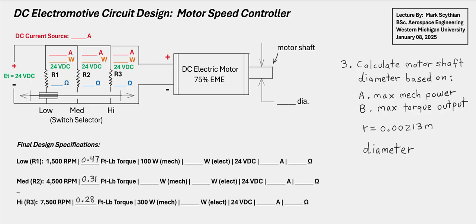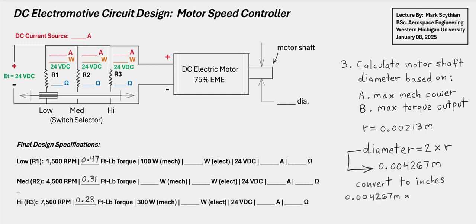0.00213 meters radius. And then 2 times radius is diameter. So we multiply these out and we calculate 0.004267 meters is the diameter of the shaft to the rating. So we're finding the shaft rating to max torque and max power ratings, so that the torsional flexural modulus is within the specs of the industry standard of metal or material for the shaft.